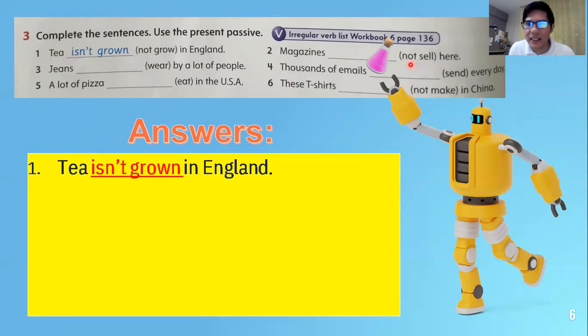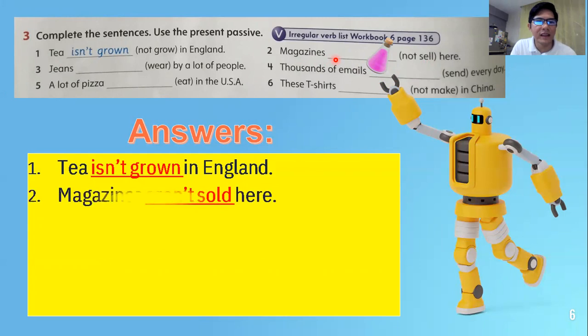Let's go to number two. The verb is not sell. So check on your workbook, page 136, and look for the word sell and use the past participle of the verb sell. And our subject, magazines, is plural. So the answer must be: magazines aren't sold here. You get it? Hope you get it. So more exercises then.